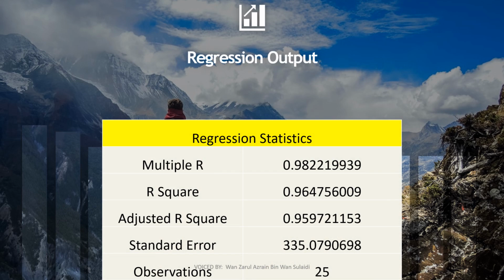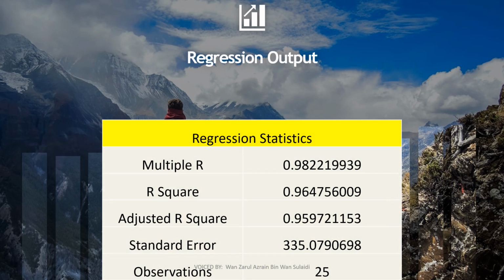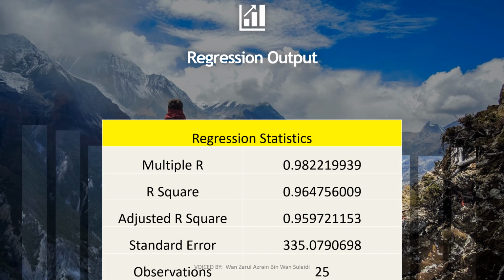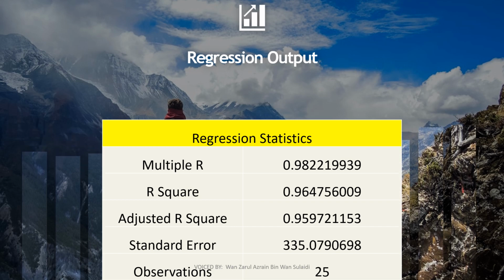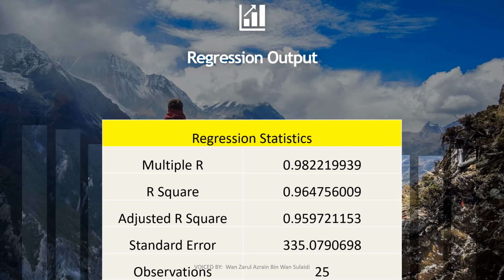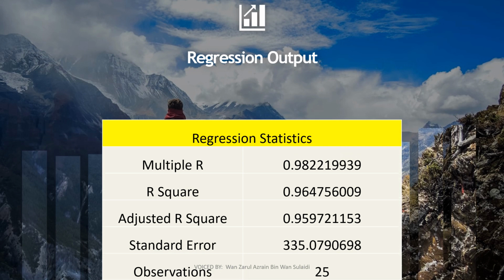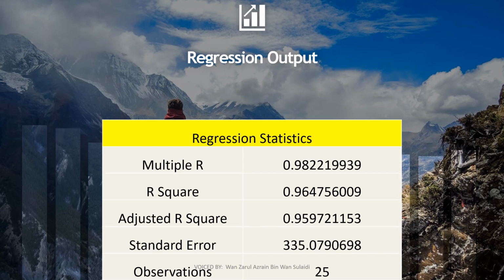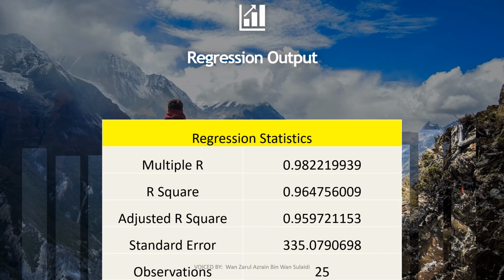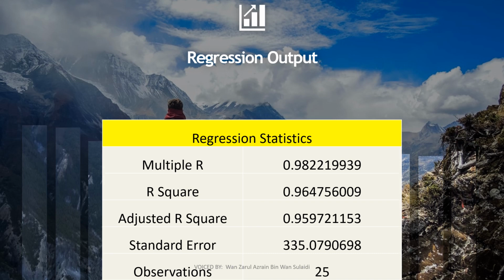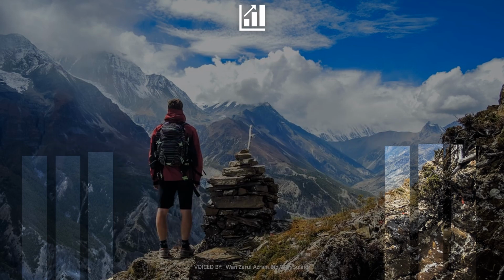This is the regression output. For multiple R is 0.9822. For R square is 0.964756. For adjusted R square is 0.95972. For standard error, 335.079. Lastly, for observation, 25.